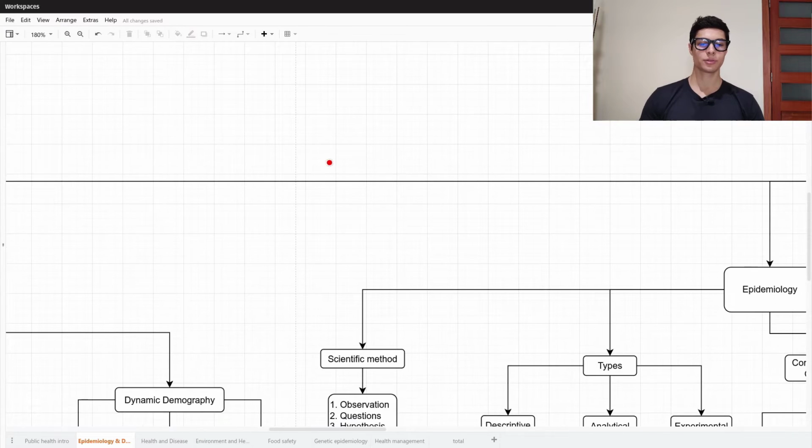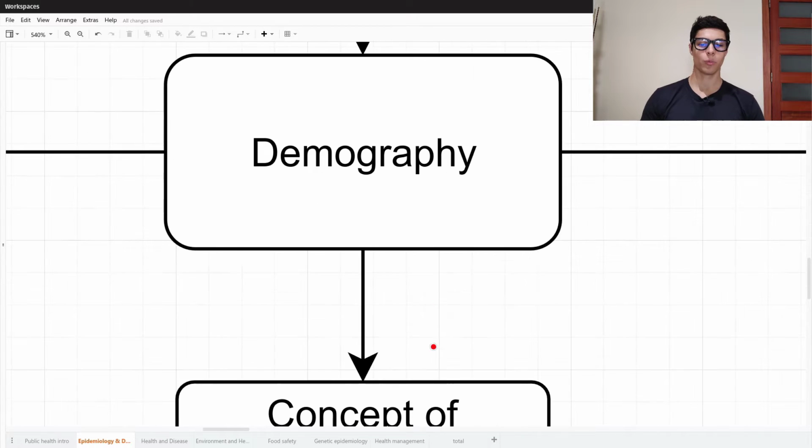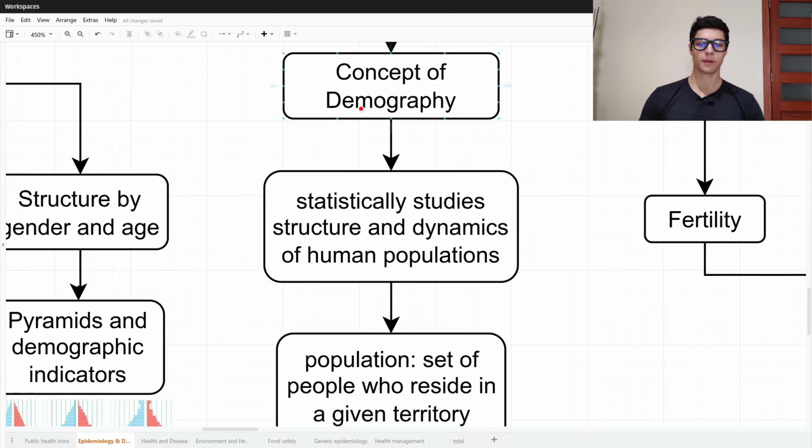So today we are going to continue the public health series of videos, and today we talk about health epidemiology and demography. So let's begin. What we're going to do today is to talk about first demography. What is demography? The concept of demography. Demography statistically studies structure and dynamics of a human population.